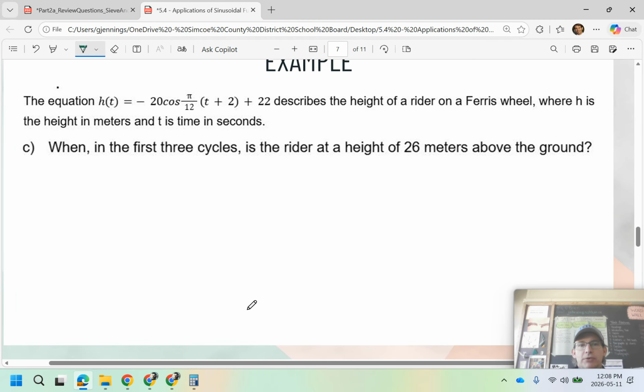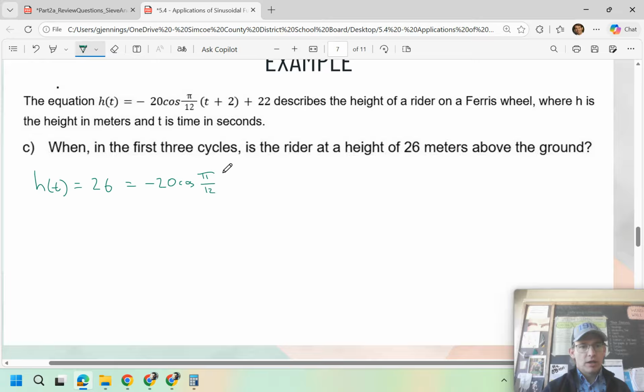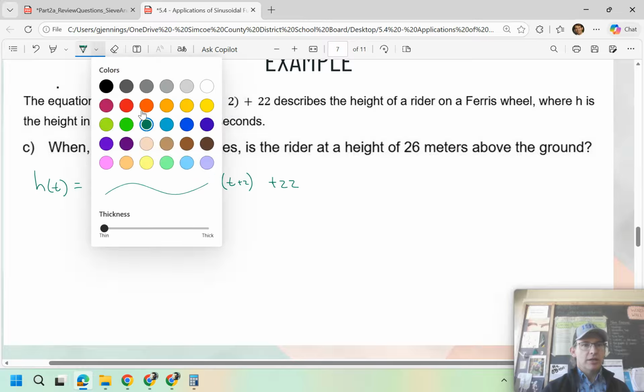If we wanted to know when in the first cycles the rider is at a height of 26 meters above the ground, these are trickier. So in these cases, we might write out h of t is equal to, we want to find the t value when this whole thing is equal to 26. Well, what is it? It's equal to minus 20 cosine of pi by 12 multiplied by t plus 2, plus 22. And then this is a tangled Gordian knot of Bedmus. And we're just going to untangle it outer layer towards the inner layer. Just peel the onion one layer at a time.